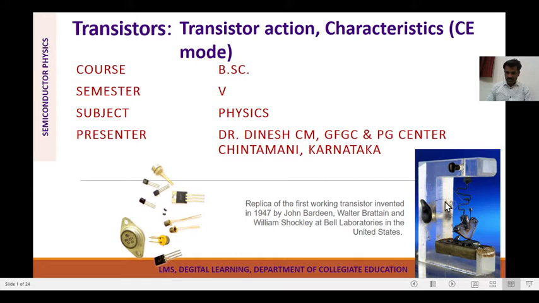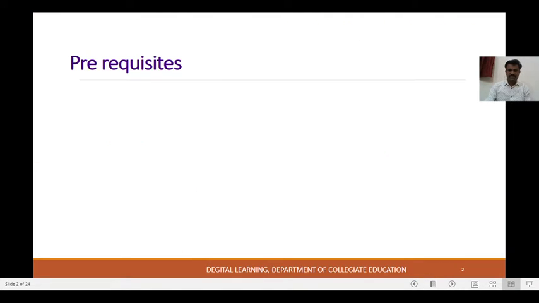Here it shows a first connection, second and third, probably emitter, base and collector. This is a novel invention of the 20th century. We will study its construction, its features, how the current gets carried, and how to bias it. All these things about a transistor we will study in this session.